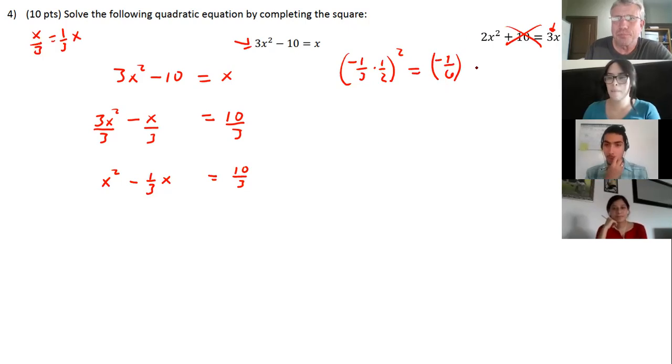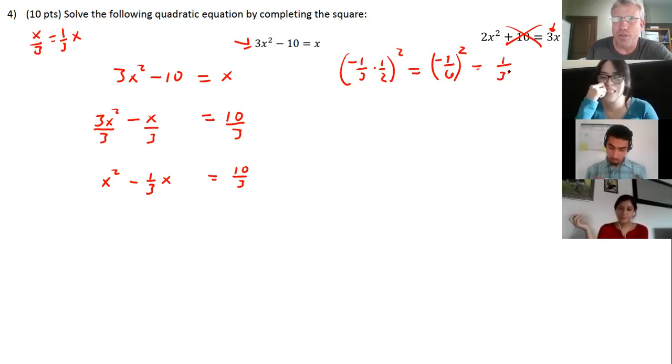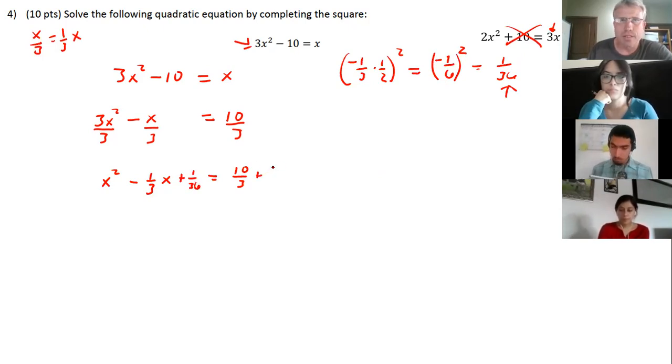Oh well. And he's getting squared, so you square him. So we get what, 1/36? And then you add that quantity to both sides to complete the square. So adding the 1/36 is what completes the area of a square on the left-hand side.